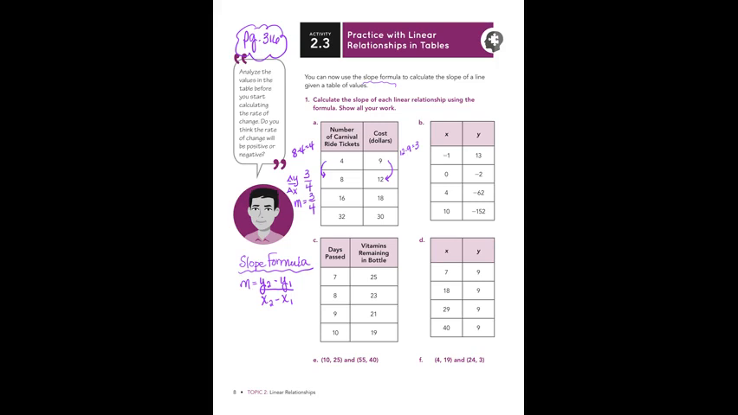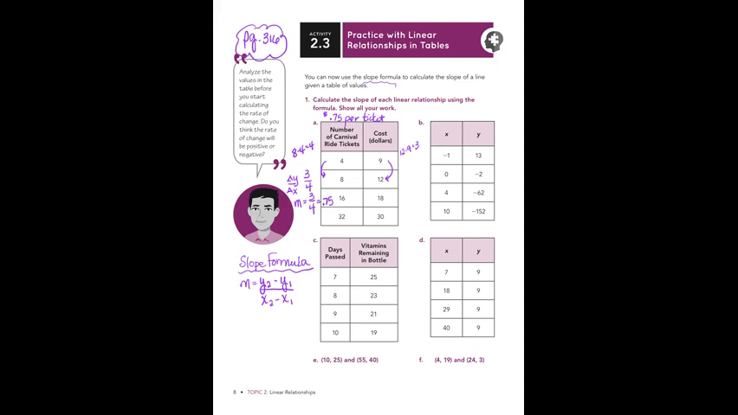Now, some of you might like to make that a decimal. If I divide 3 by 4, I could say my slope is 0.75, and that's perfectly fine. And since this is tickets in dollars, we know that this would be 75 cents per ticket. Okay, I'm trying to give you lots of ways to find slope.